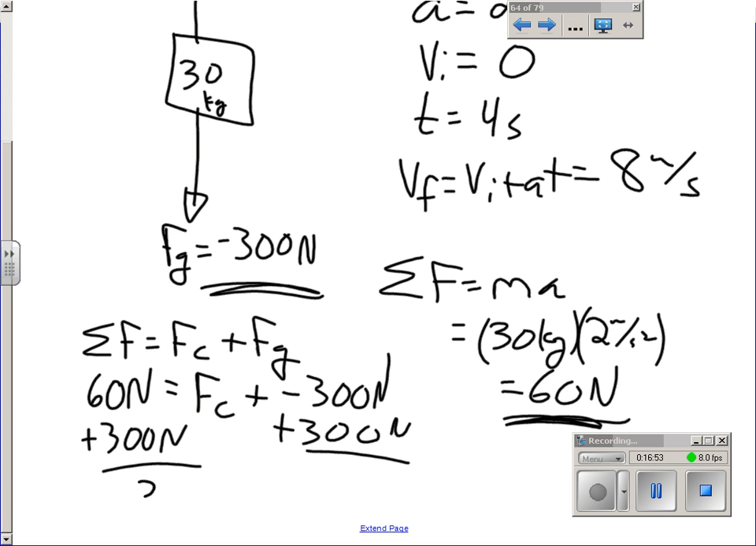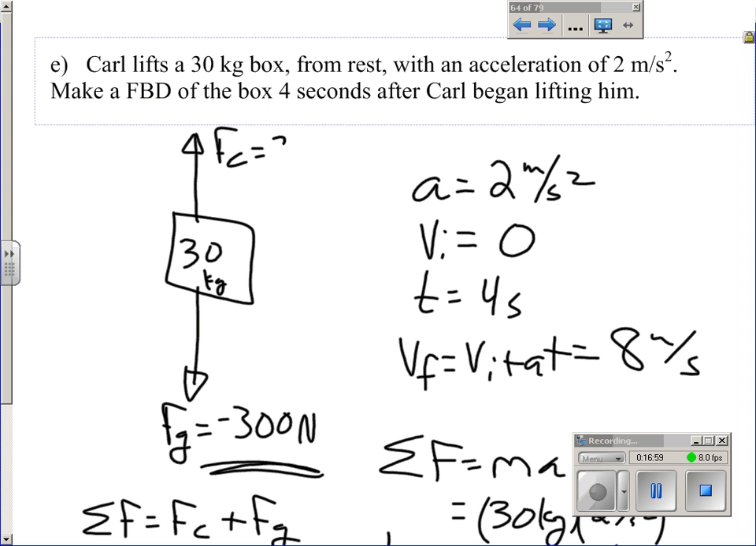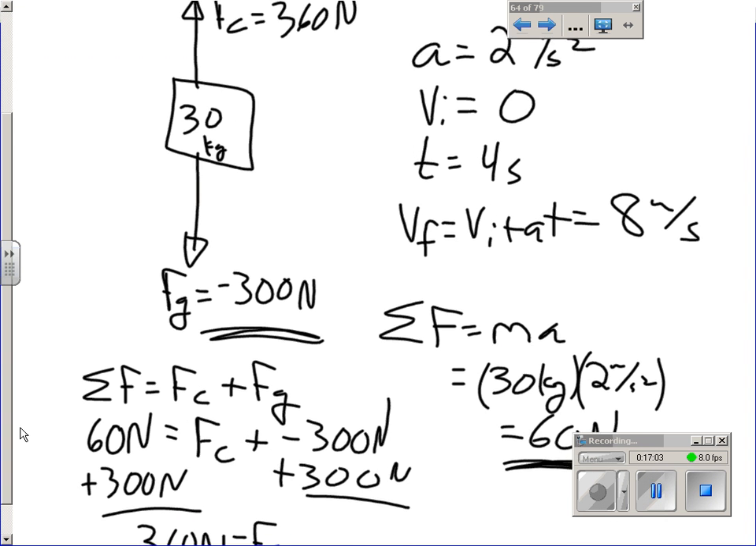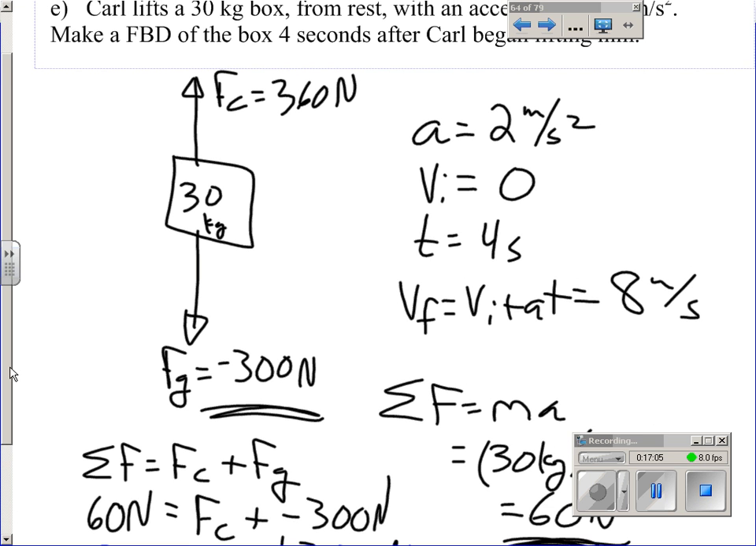And you get 360 newtons is your force of Carl, right? And that makes your net force 60. So this is going to be 360 newtons. That makes my net force the 60 newtons that I needed and gets us the acceleration we wanted, right? Okay.